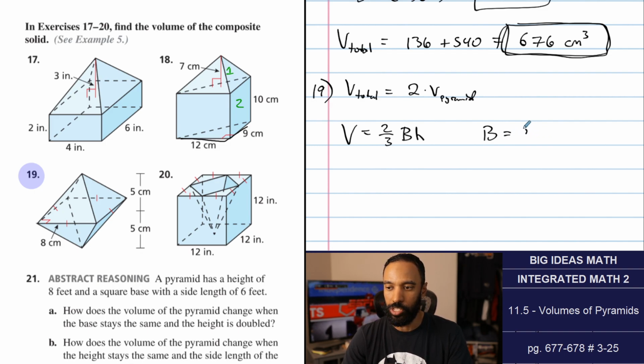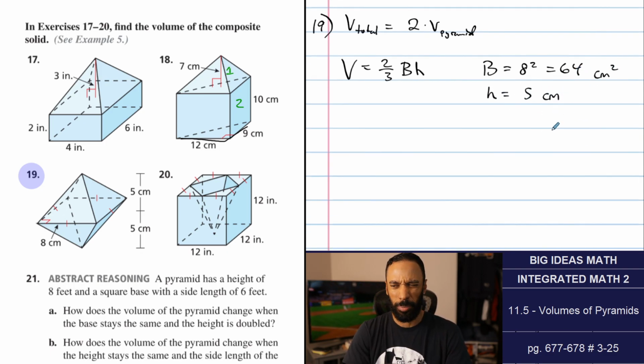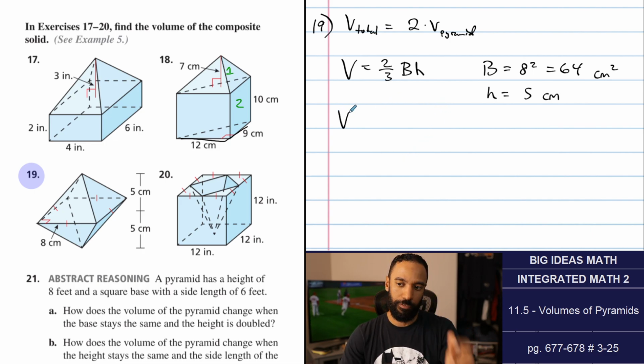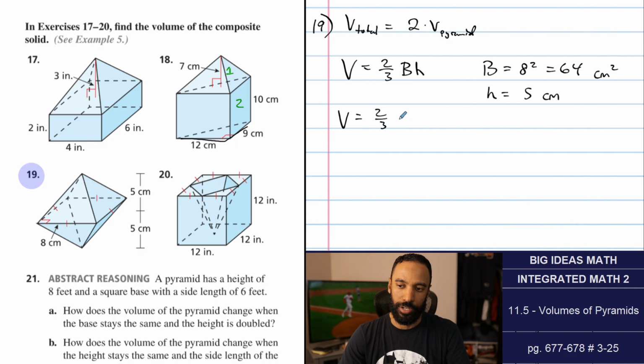It's a square base, so we'll do 8 squared, which is 64 square centimeters. And the height looks to be 5 centimeters for either. You could double it and get 10, but you have to make sure that you get how that would double up as a whole. So the volume will be 2/3 area of base times height.